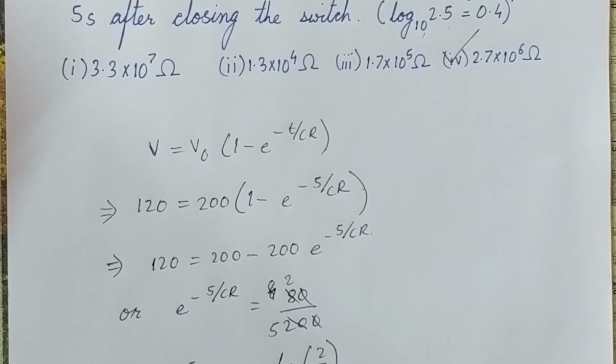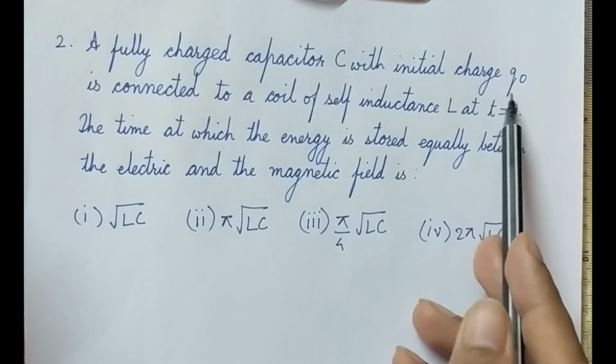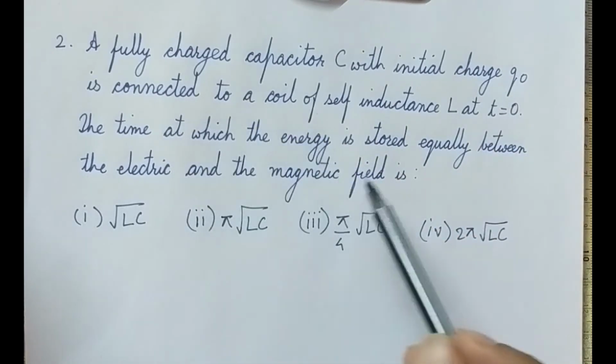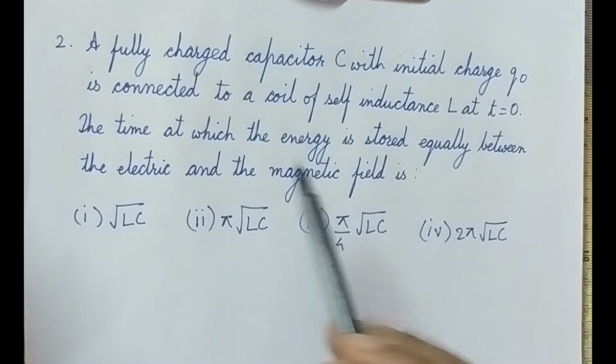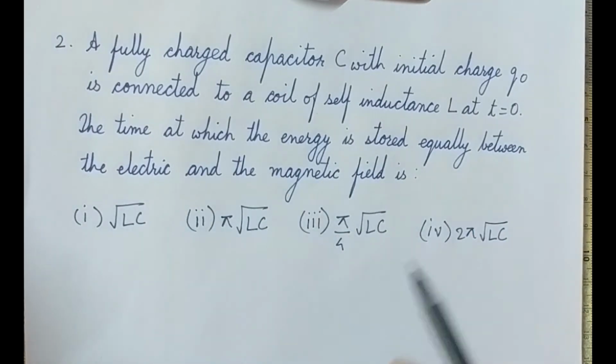Let's move on to the next sum. The second sum says that a fully charged capacitor C with initial charge Q0 is connected to a coil of self-inductance L at t equal to 0. The time at which the energy is stored equally between the electric and magnetic field is?